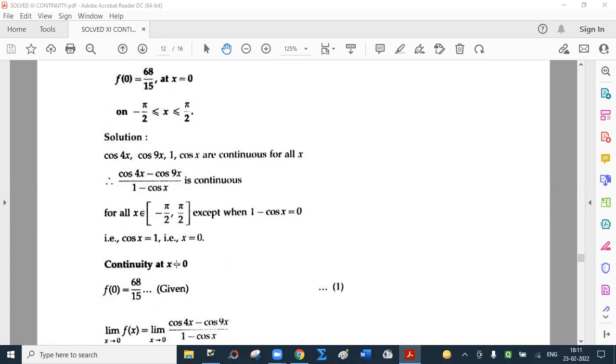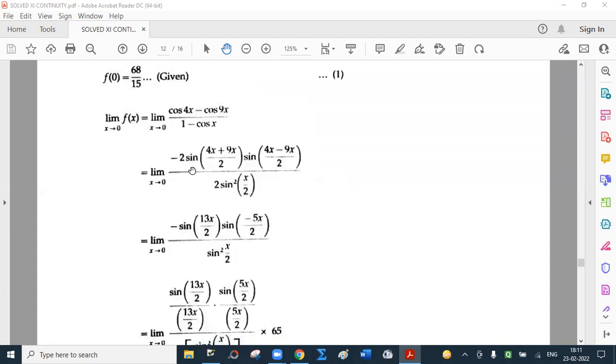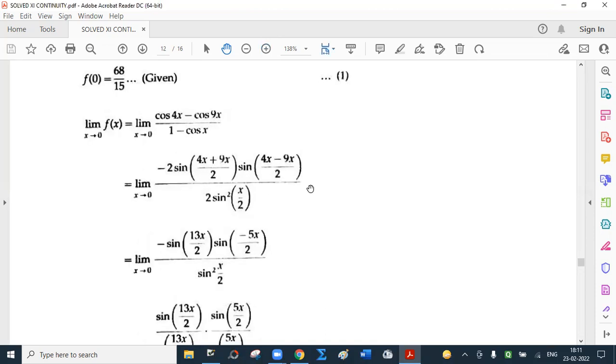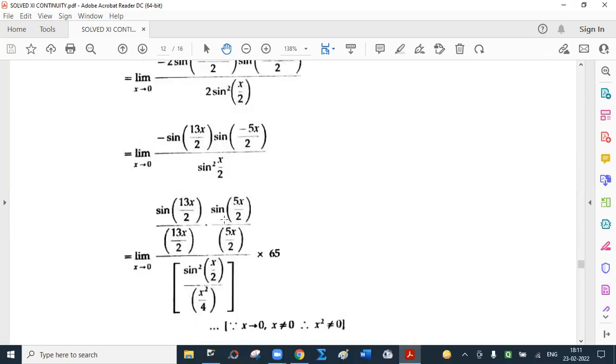f of 0 is given to be 68 upon 15. Let us evaluate the limit. Cos a minus cos b is minus 2 sine of (a plus b) by 2 into sine of (a minus b) by 2. What is 1 minus cos x? 2 sine square x by 2. Now same logic. The angle must be fully repeated and so on. You have to rearrange the terms, you have to adjust constant terms. So everything is done here. The constant part comes out to be 65.